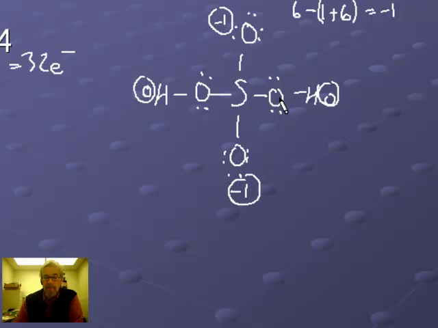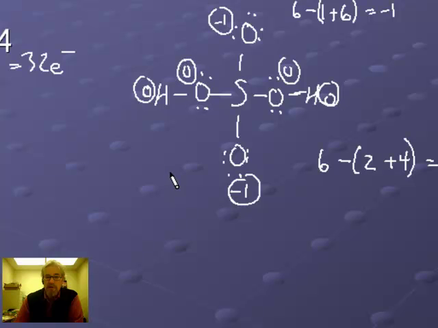Double bonded oxygen, we have 2 of those here. Starting from 6, we take away 2 for the bonds and 4 for the unshared electrons. So that comes out to 0. The other double bonded oxygen will also have a 0 formal charge.